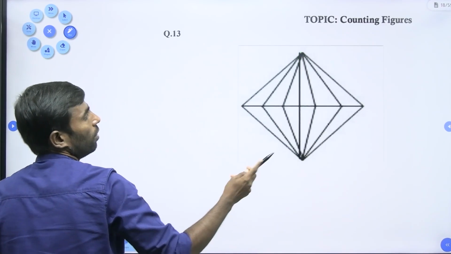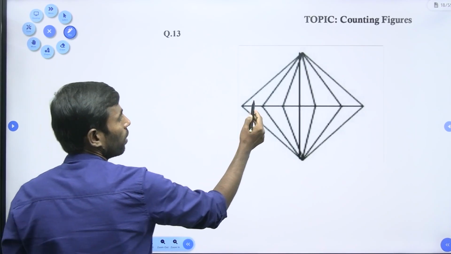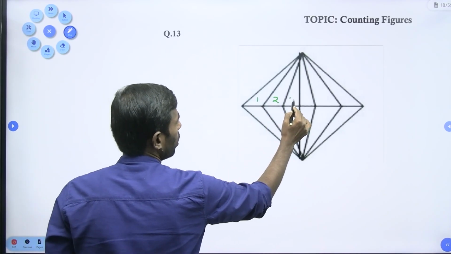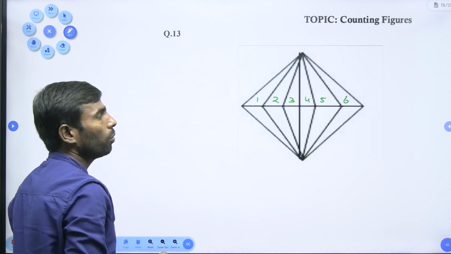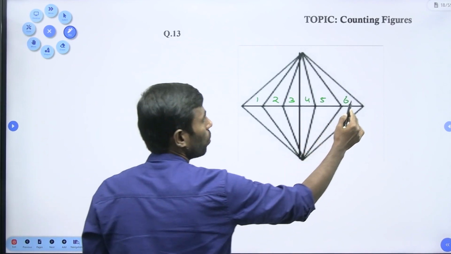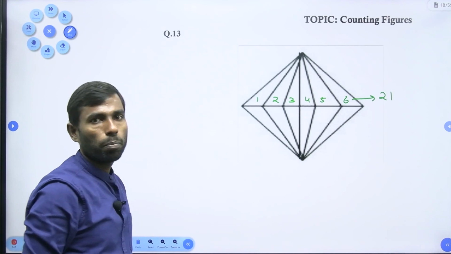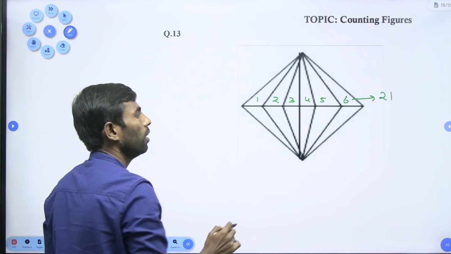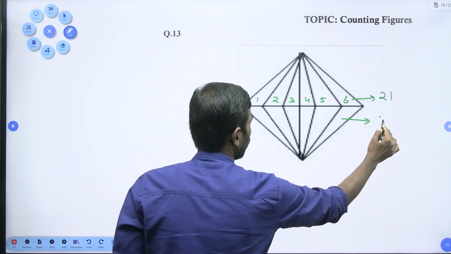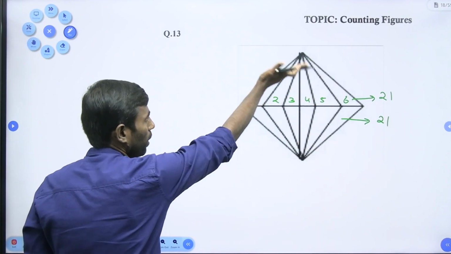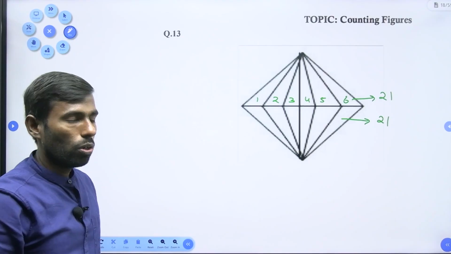Now, first give numbering. First find the visible ones. 1, 2, 3, 4, 5, 6. The number of triangles in the upper part is 21. Now, coming to the lower part, also 21, same as the previous mirror image. Upper part 21, lower part 21. Total 42. Don't stop here.